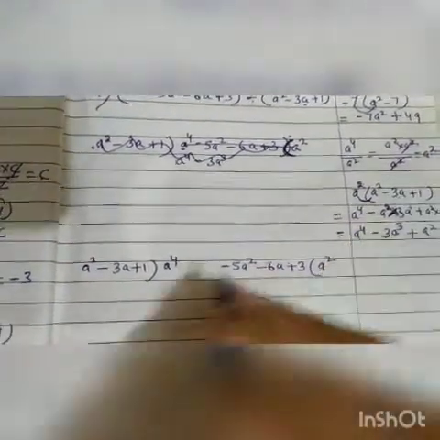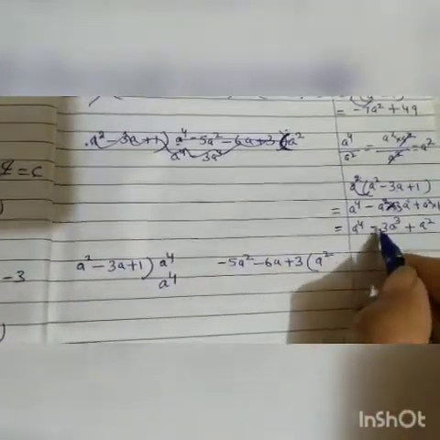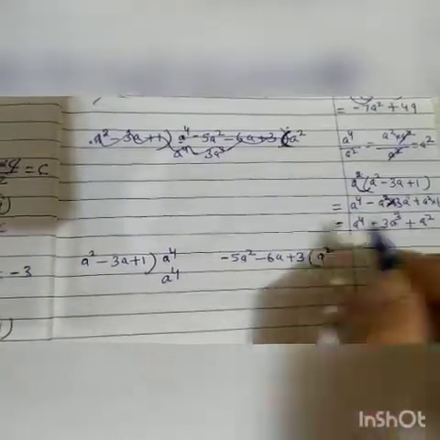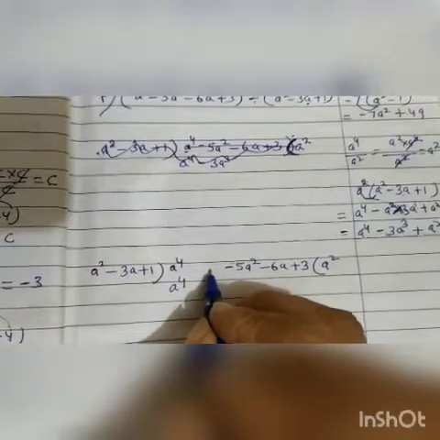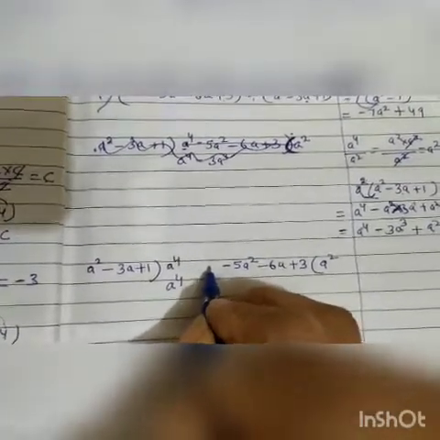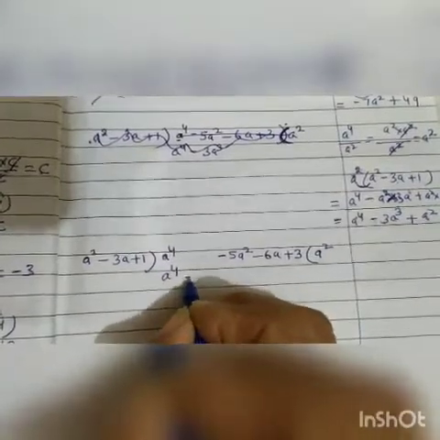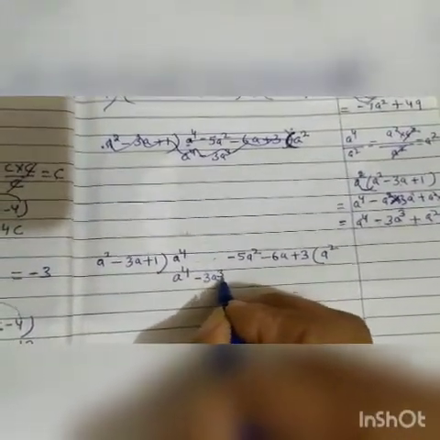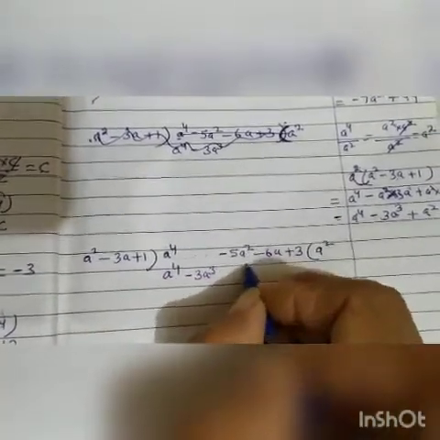Then after multiplying we get a power 4, then this is minus 3a cube. Here a power is 3 and here there is no term with a cube, so we have left this space here. We will write this minus 3a cube here. We cannot write this minus 3a cube below this a power 4 or below this 5a square.